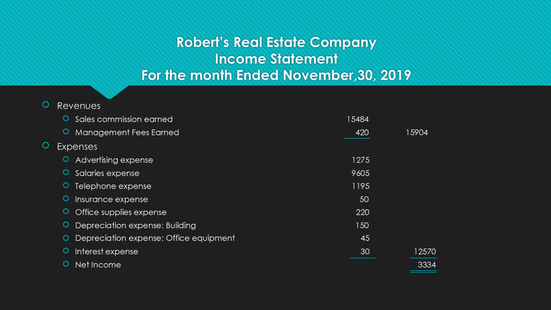If revenues are greater than expenses, it means there is income. But if expenses are greater than revenues, it means there is a loss. Now you can see that total revenues are 15,904 and total expenses are 12,570. The revenues are greater than expenses, which means we have a net profit or income of 3,334 at the end of the month of November. So that's all about the income statement.